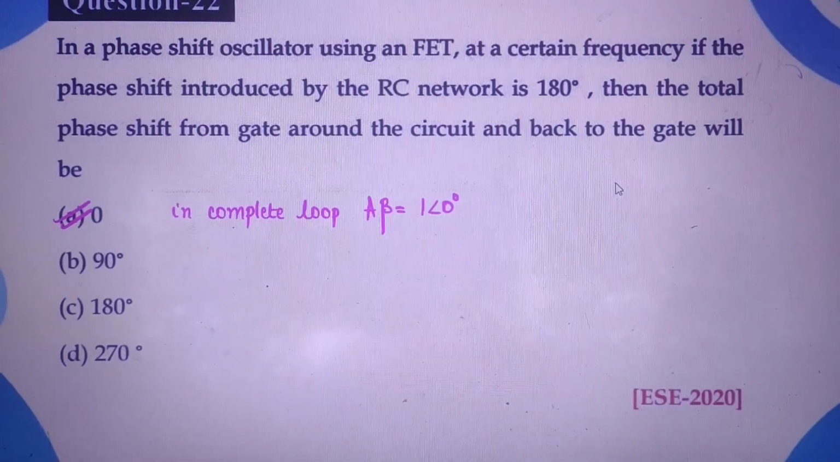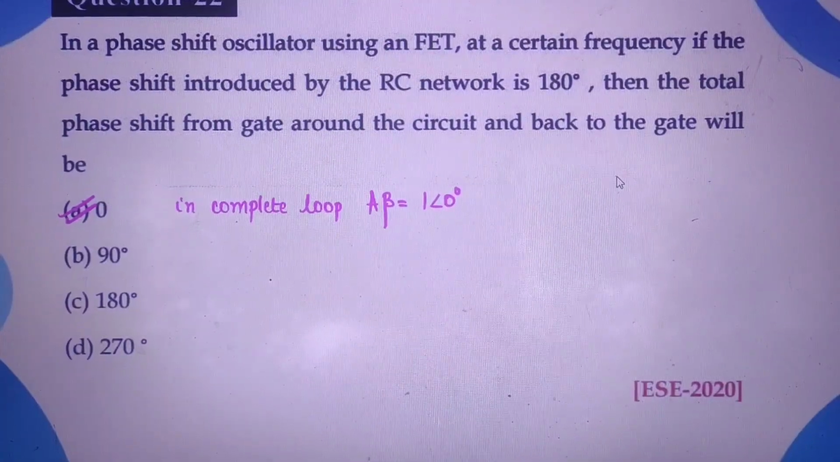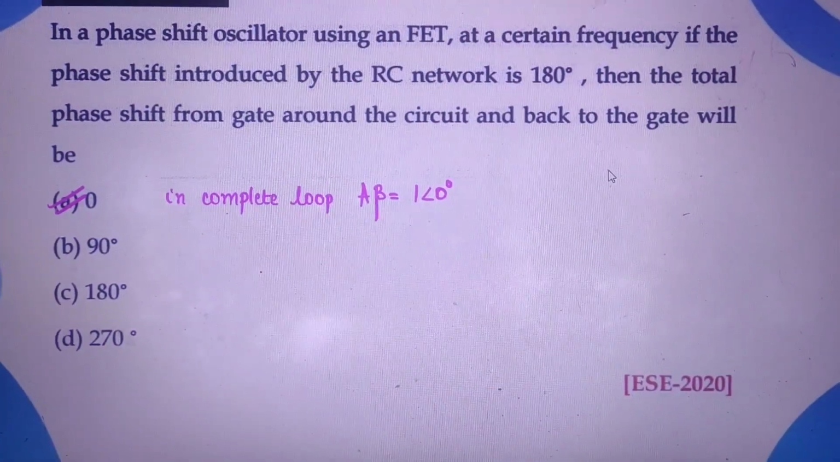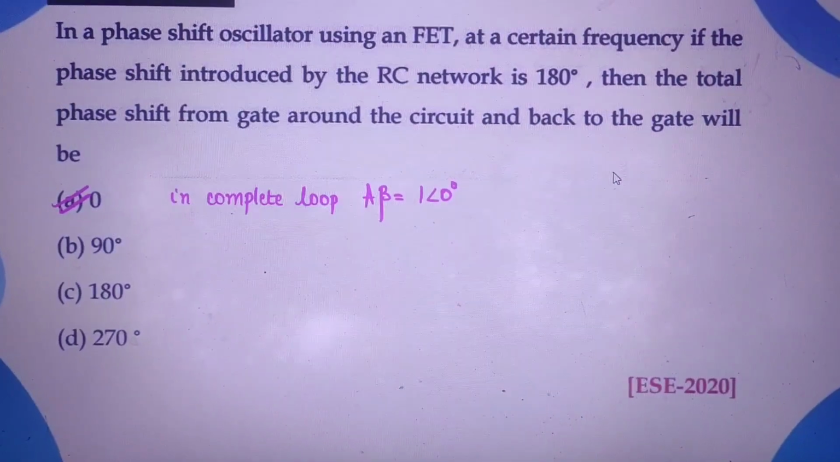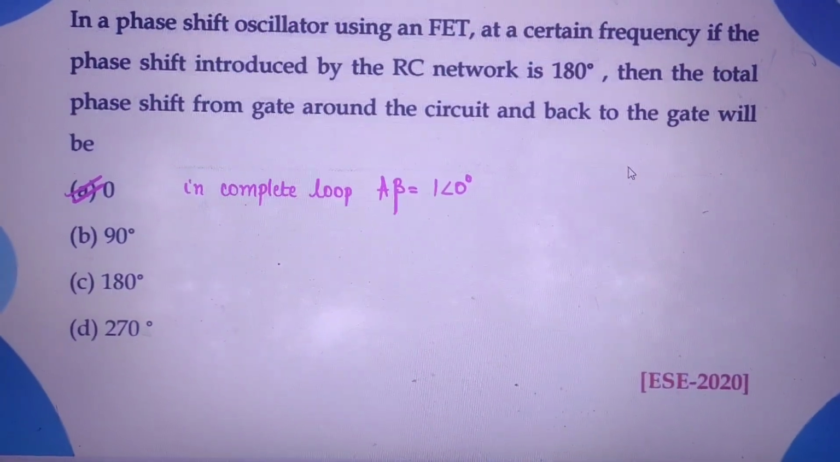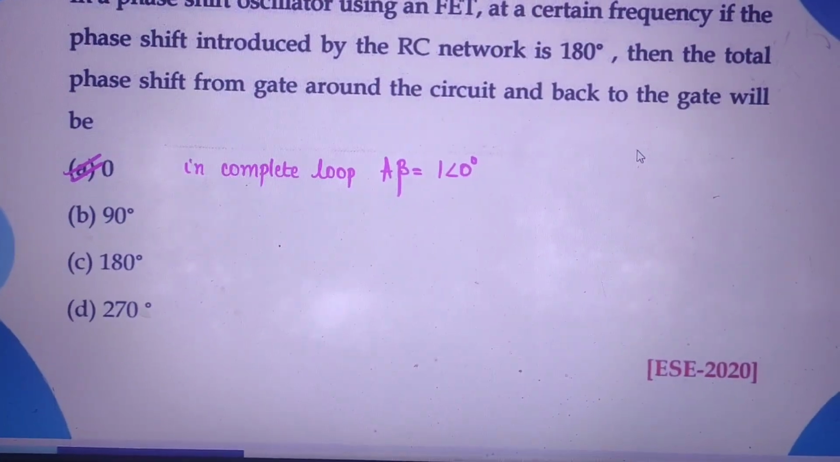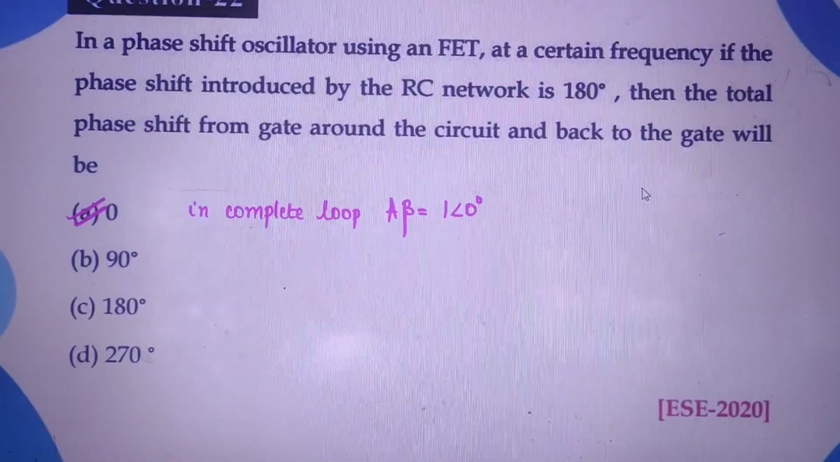In a phase shift oscillator using an FET, at a certain frequency the phase shift introduced by RC network is 180 degrees. Then the total phase shift from the gate around the circuit and back to gate will be 0 degrees. In a closed loop system, A beta is equal to 1 at an angle of 0 degrees.